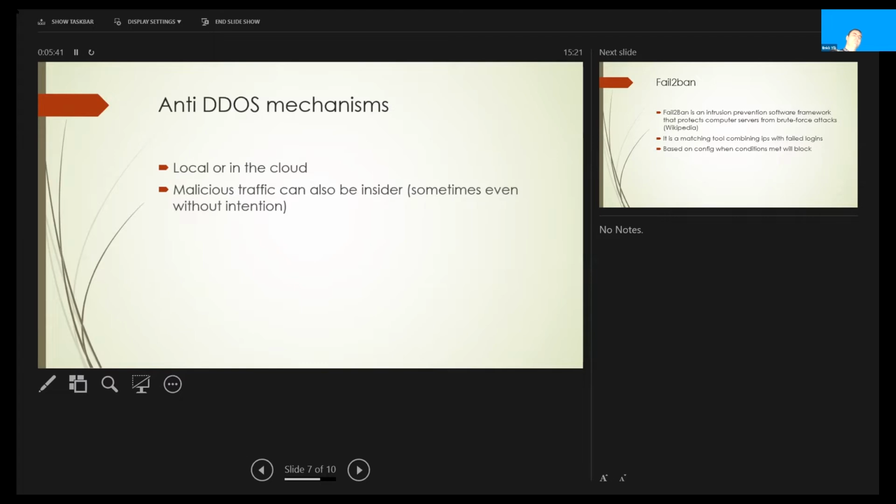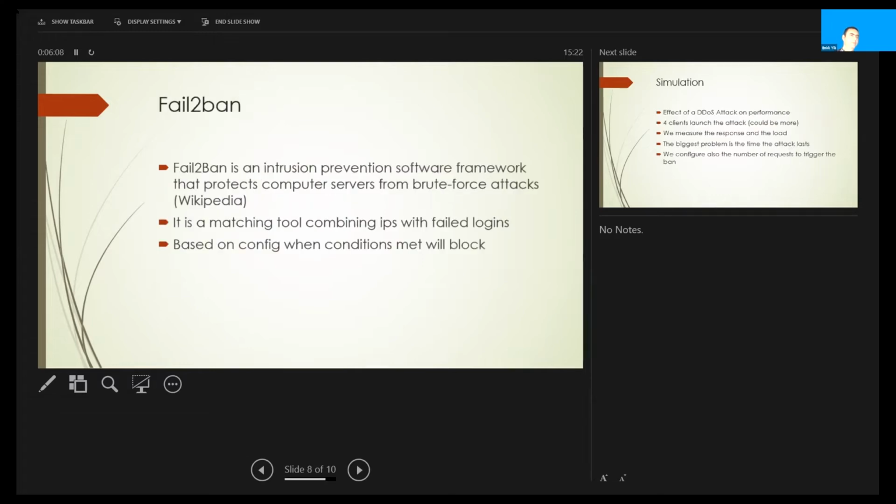So we have some local anti-DDoS mechanism, but mostly anti-DDoS mechanisms reside in the cloud, and this is for distributing load to the system. But you know, cloud protects from the outside world. From insider attacks, we know that most of the security problems come from insider threats, and this is the case of an ugly user.